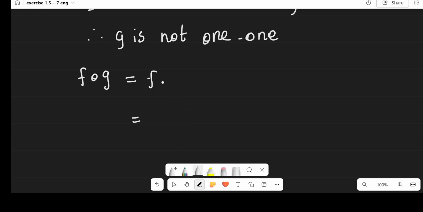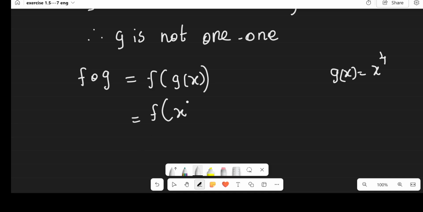F of g of x. Here I should apply the value of g of x. So what is g of x? X power 4, right? F of x power 4. Then notice the next step. What should be the next step? Here f is given, so in the f function I am taking the f of x formula. That is x power 5. In this formula I should apply the value x power 4 in place of x. So I'm getting x power 5, right?